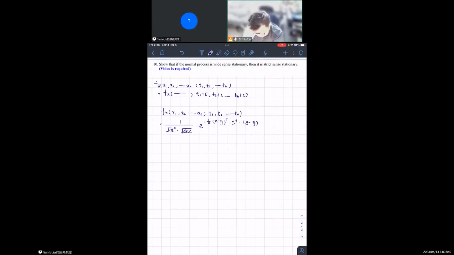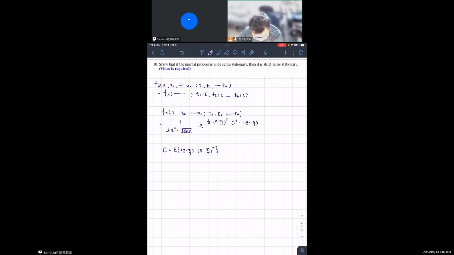This is because X(t) is a normal process, and from here we can also get that C equals the expected value of (x minus mu) multiplied by (x minus mu) transpose.